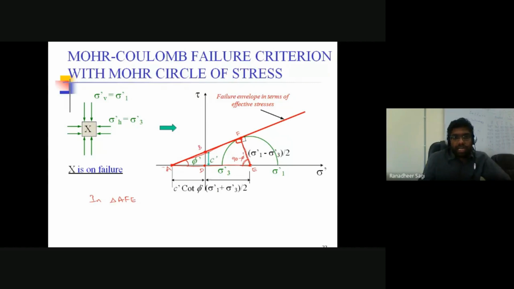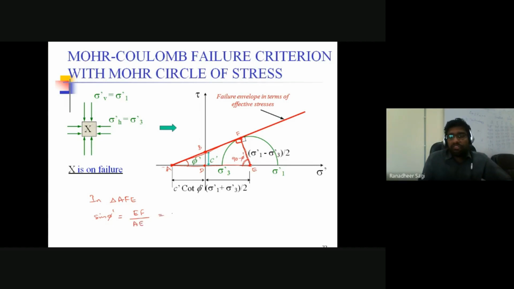Okay. So in the triangle AFE, ultimately I just want to develop a relationship between sigma 1 dash and sigma 3 dash with respect to the failure condition of the soil sample. So let me write down what sine phi dash is equal to, from this triangle AFE with the right angle at F. Sine phi dash is nothing but the opposite side, which is going to be EF, and the hypotenuse is going to be the A to E distance.